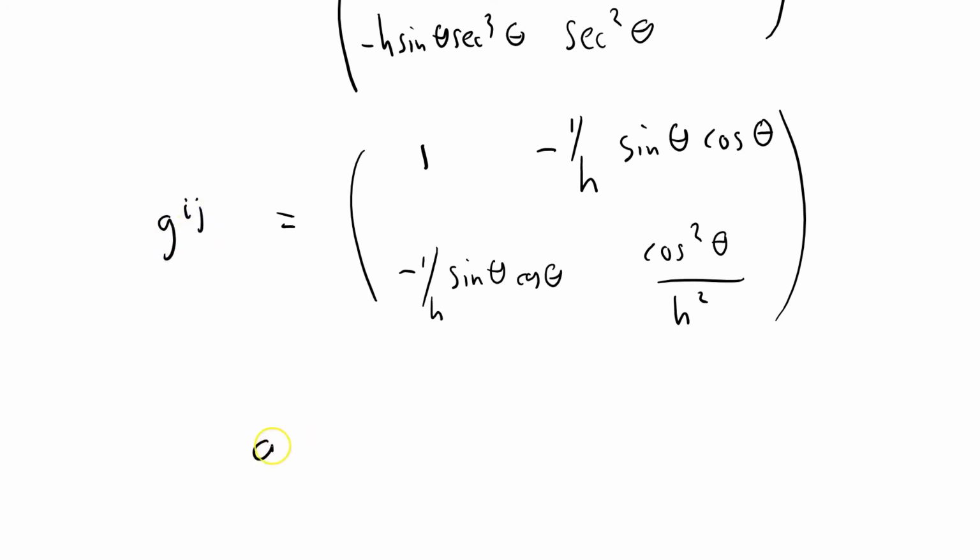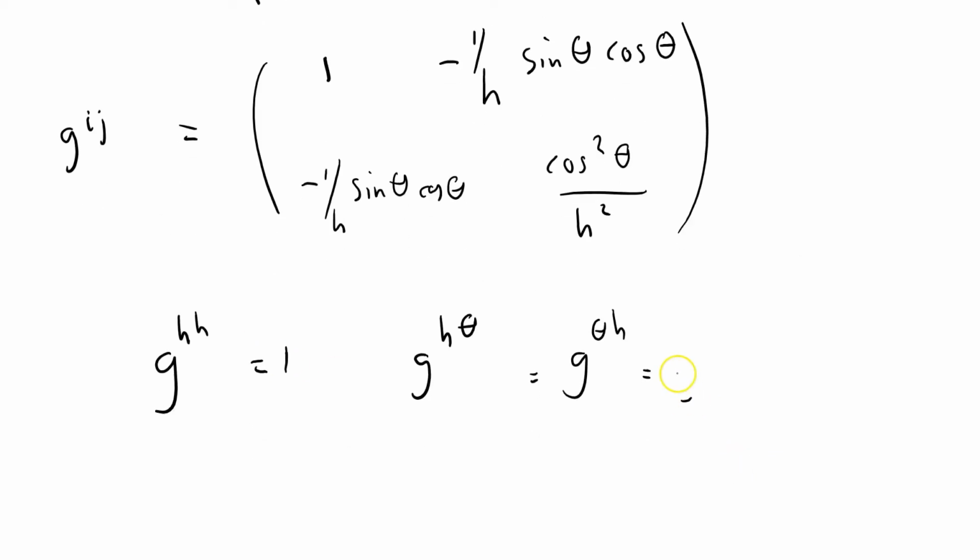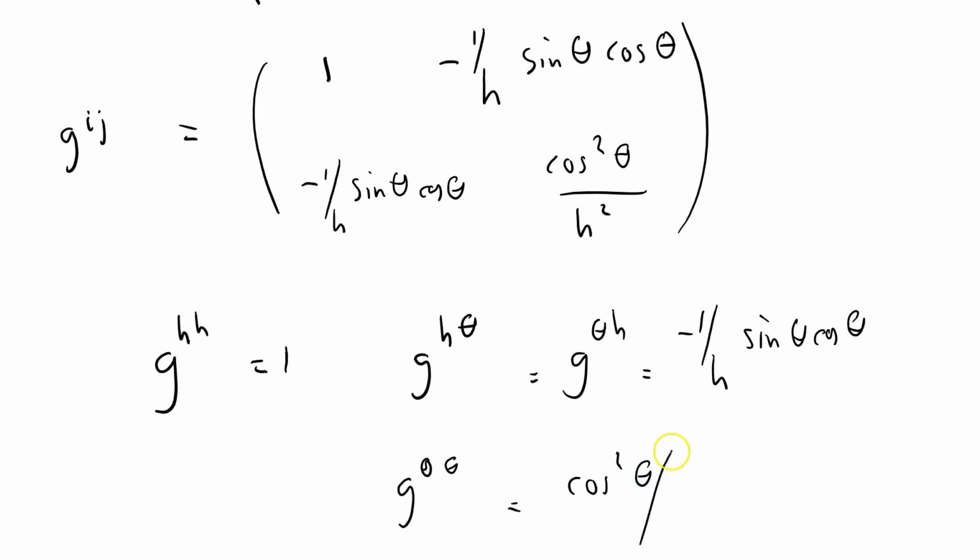So for example, I might write that g hh equals 1, g h theta equals this term here. Actually, it's symmetric, g theta h, but they're both of them equal to minus 1 over h sine theta cos theta, and g theta theta equals this one here, cos squared theta over h squared. There we go. Perfectly sensible. I'm going to stop there. That's a nice one.